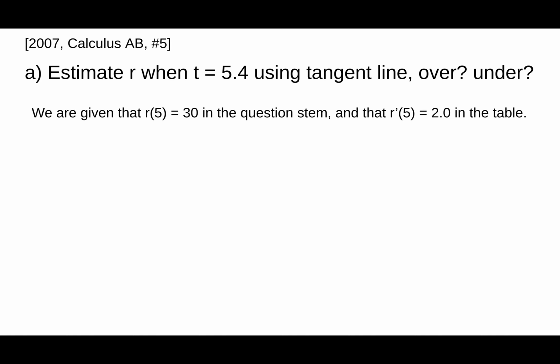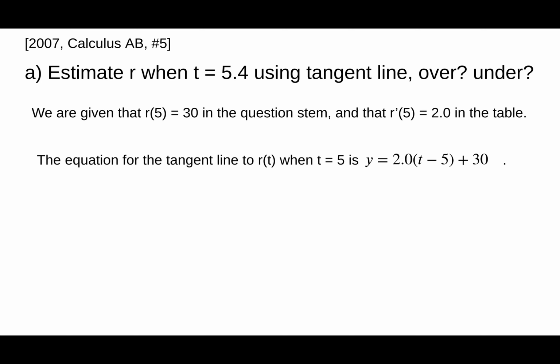Not too difficult. We are given that r of 5 is equal to 30 and that r prime of 5 is equal to 2. So we can write the equation for the tangent line in slope-intercept form, or write it in point-slope form and then just change it into whichever form you're comfortable with. Unless specified, it doesn't really matter which form you write it in as long as it's correct. The equation for the tangent line to r of t when t is equal to 5 is given by y equals 2 times (t minus 5) plus 30.